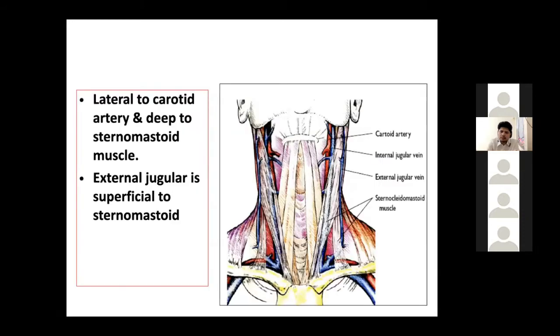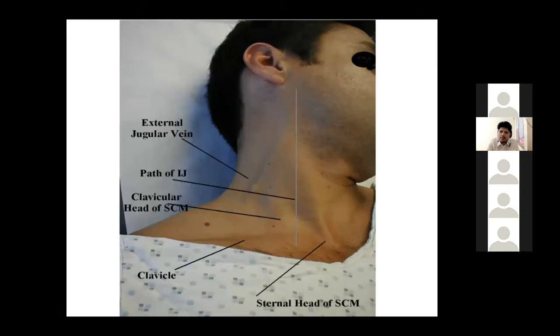Now, as I already told, it is lateral to the carotid artery and deep to the sternocleidomastoid muscle. External jugular is superficial to the sternomastoid. You can see the triangle, the path of the IJV. I think most of you will be taking punctures of the IJV, so you will know where you see a jugular venous pulse. The external jugular vein is more superficial, more lateral. The IJV is lateral to the common carotid artery. It is in the triangle formed by the sternocleidomastoid muscle and the clavicular head, and the clavicle forms the base of the triangle.